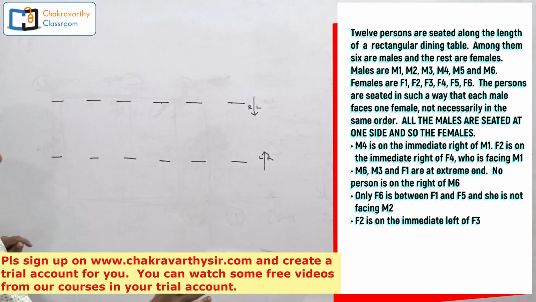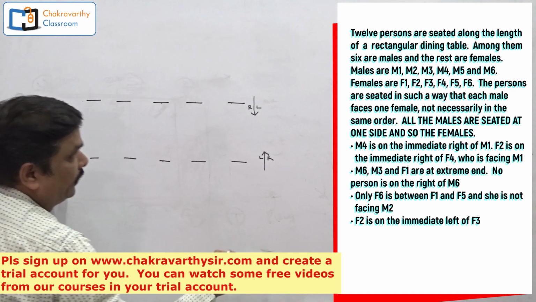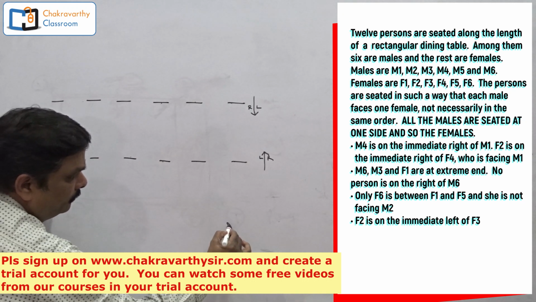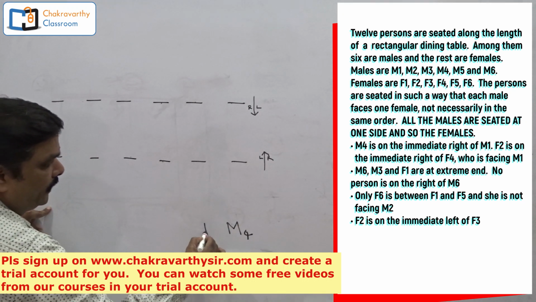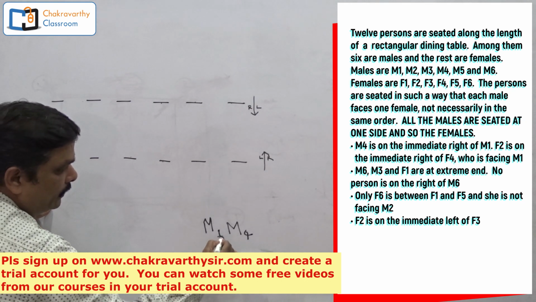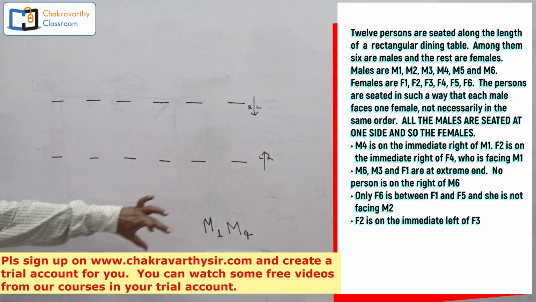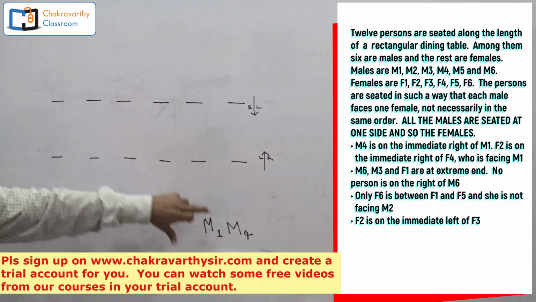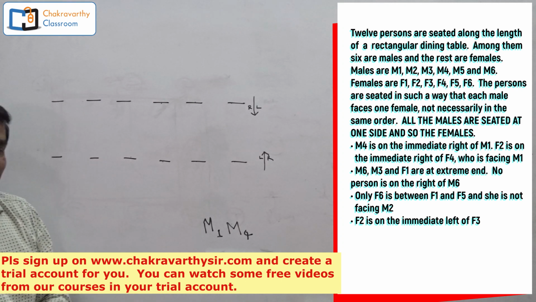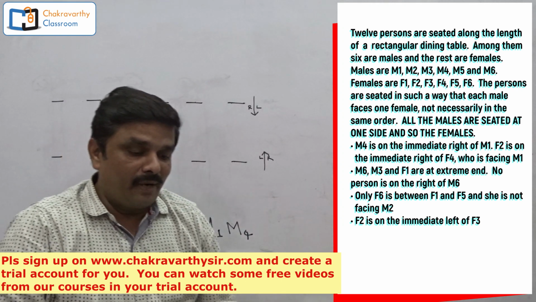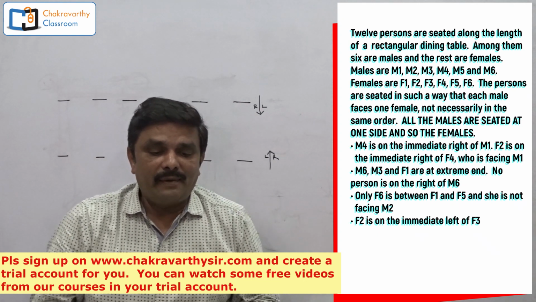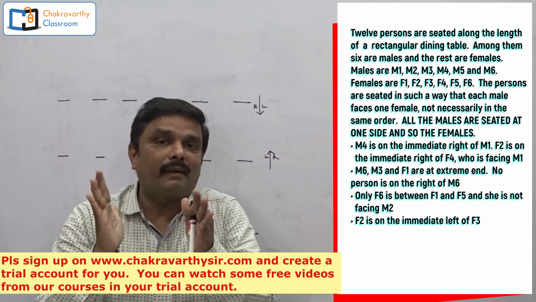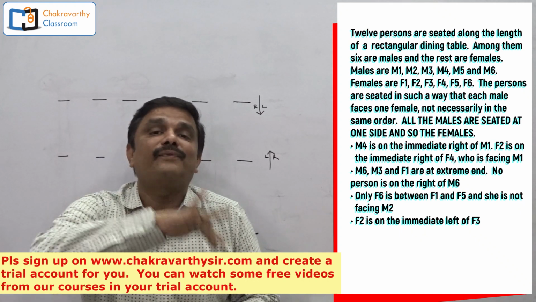So on the other side I am taking here M4 is on the immediate right of M1. The arrangement should be in this way. Whenever you want to bring this one into the chart, the persons must be brought in the same sequence to the chart. Okay, now M4 is on the immediate right of M1. Second information you take, how they have given, F2 is on the immediate right of F4. F2 is on the immediate right of F4 who is facing M1.